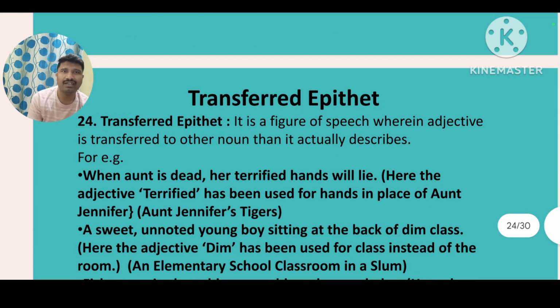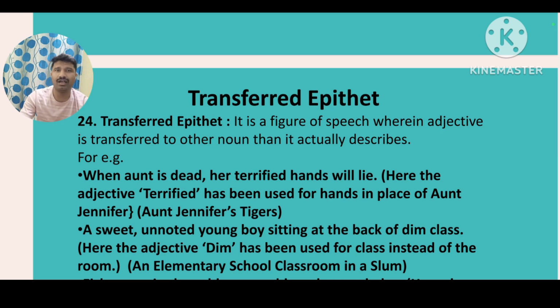Next, we have the transferred epithet. Transferred epithet is a figure of speech wherein an adjective is transferred to another noun than the one it actually describes. Example: when Aunt is dead, her terrified hands will lie. Clear, children? See, here the adjective terrified has been used for hands in place of Aunt Jennifer. Aunt Jennifer's tigers. Very simple.